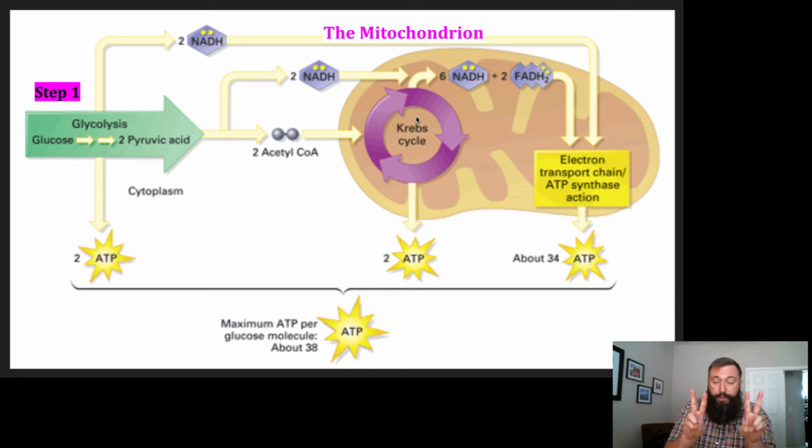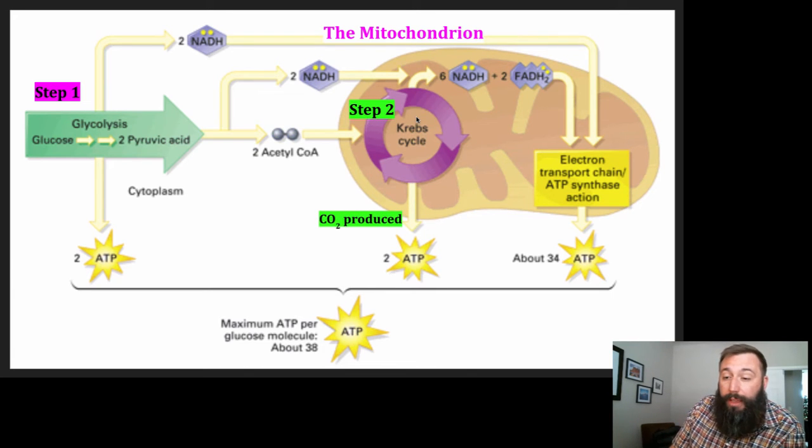So think about it. We've got 2 acetyl-CoAs. One turn of the Krebs cycle will reduce the carbon in these molecules down to 1. An additional turn of the Krebs cycle, and the carbons have now exited the system in the form of carbon dioxide. This is step 2 of the Krebs cycle. We make a little bit of ATP here, and we also make some carbon dioxide as glucose is being oxidized, entirely broken down in this process.